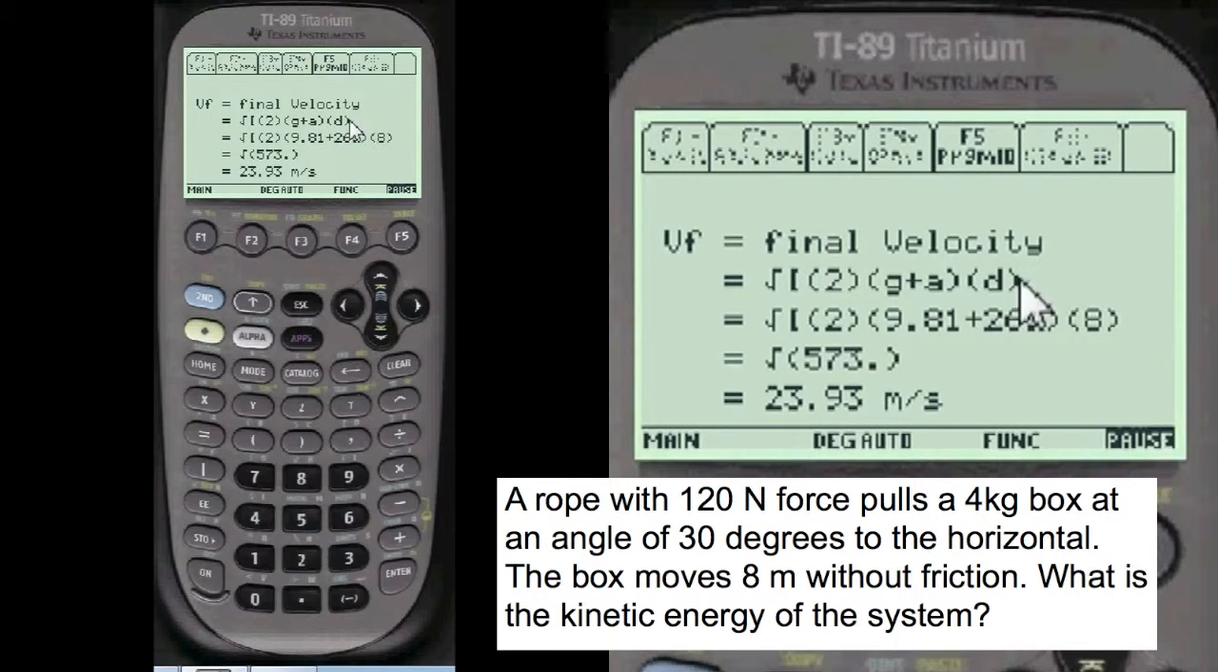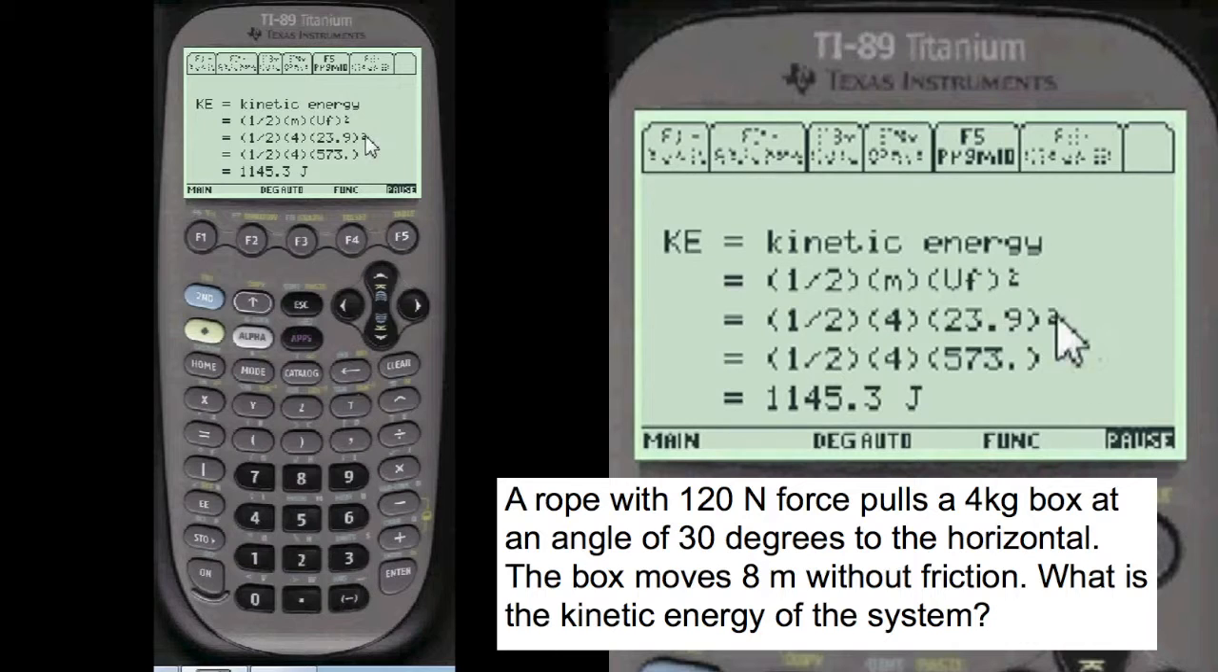And then we have to find the final velocity, and that equals the square root of 2 times the acceleration, given or computed, times the distance. And here we do that. It comes out to be 23.93 meters per second. And then we add it into the kinetic energy formula, and we come up with 1145.3 joules.